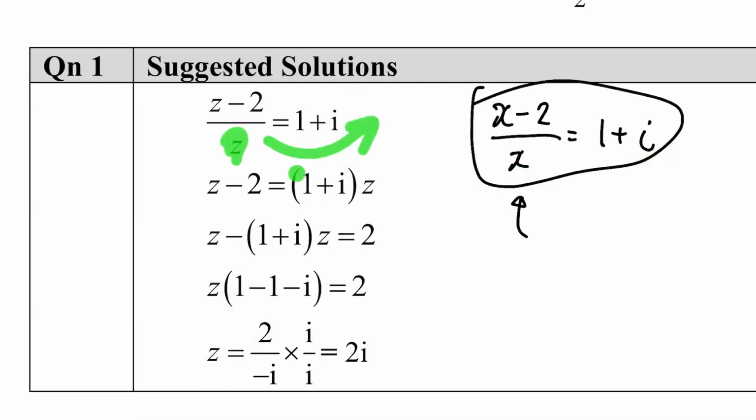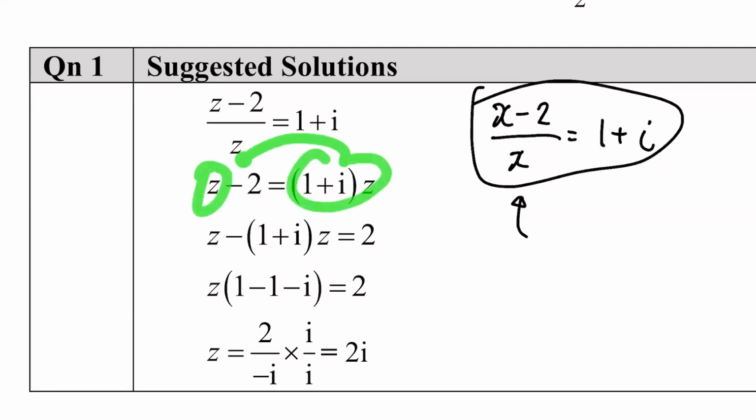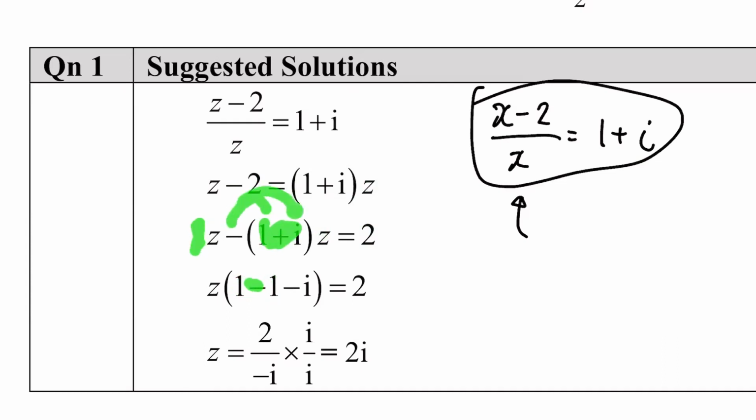So the z you times over, you get (1 plus i) times z. Then you want to make z the subject. Here got z, separated, so bring them together. Bring it over, plus becomes minus, then the minus 2 bring over as well, becomes plus. You got a factor of z, factor out. Then you're left with 1 from the first one, then minus away 1 plus i. Make sure you distribute the minus sign, so you get negative 1, negative i.